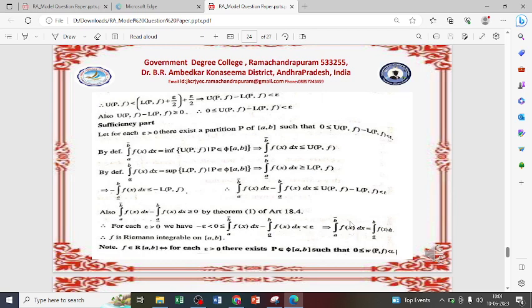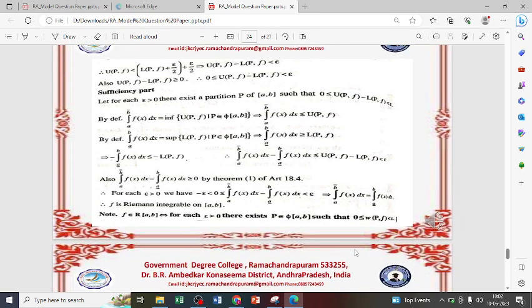Therefore, the lower integral from a to b of f(x) dx is equal to the upper integral from a to b of f(x) dx. So f is Riemann integrable on [a, b]. That implies for each epsilon greater than 0, there exists P belonging to the set of partitions of [a, b] such that the oscillatory sum lies between 0 and epsilon. That is about the necessary and sufficient conditions for Riemann integrability.